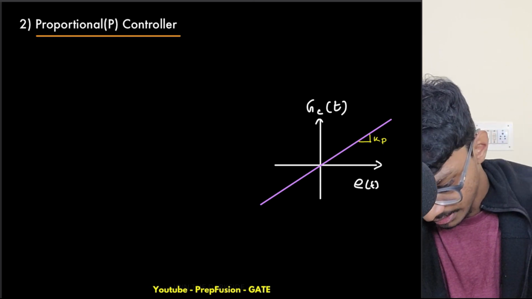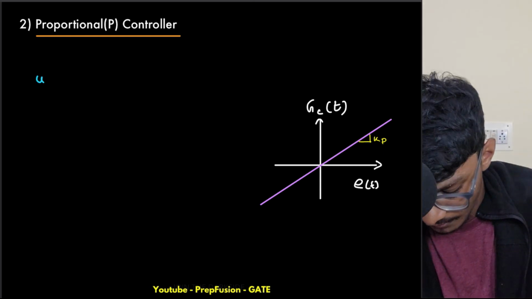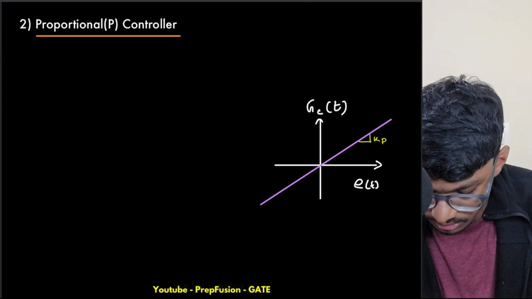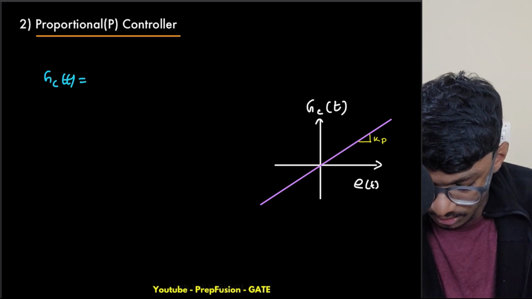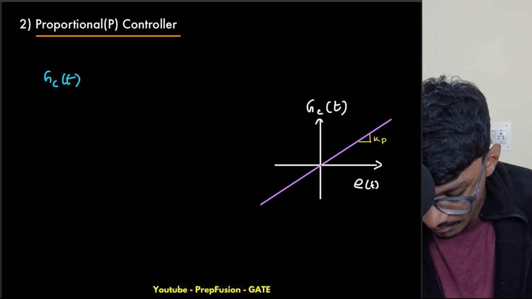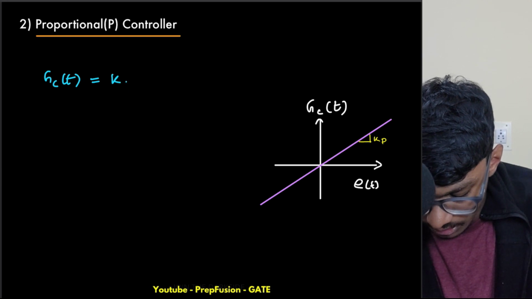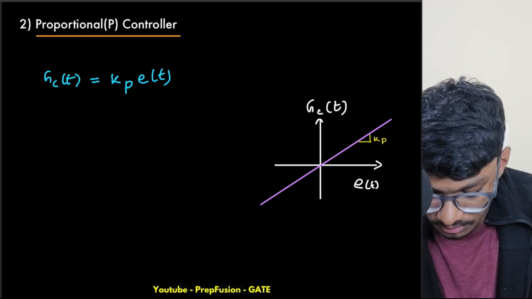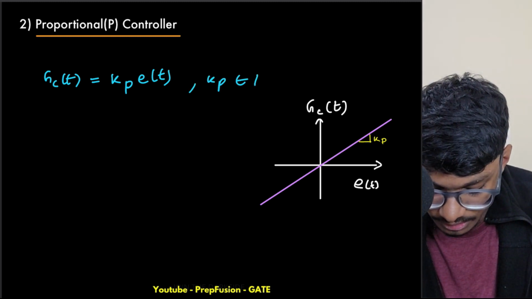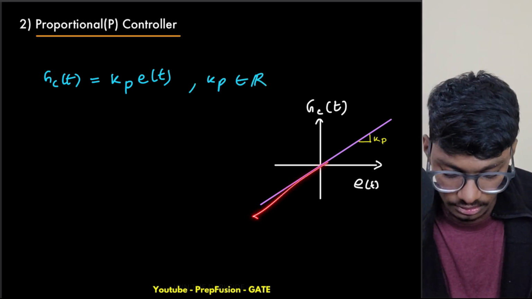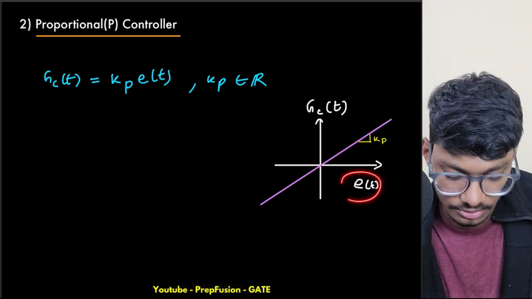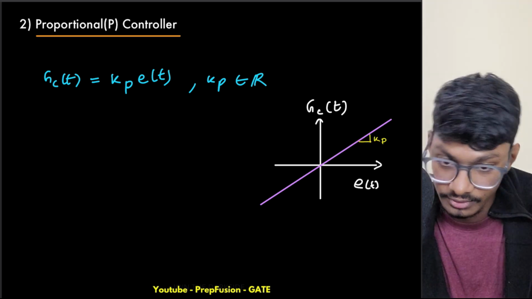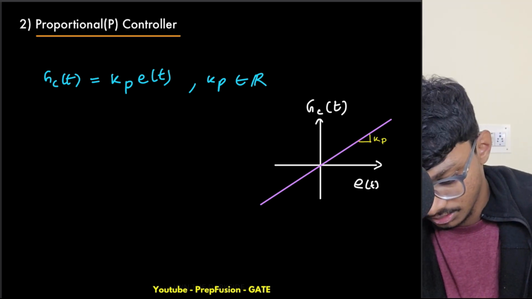So my u of t, or you can say this is Gc of t, equals Kp times e of t. So this will be proportional to the plant, where Kp is any real number. You can see the transfer characteristics, this is the input and this is the output of the plant, and the slope will be Kp here. So if we convert this into the Laplace domain, what will happen?